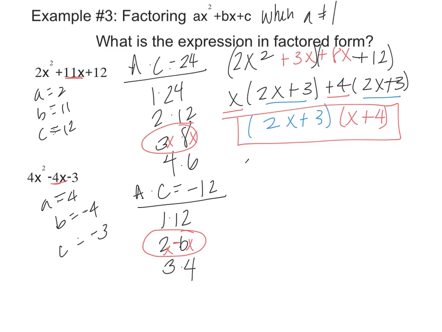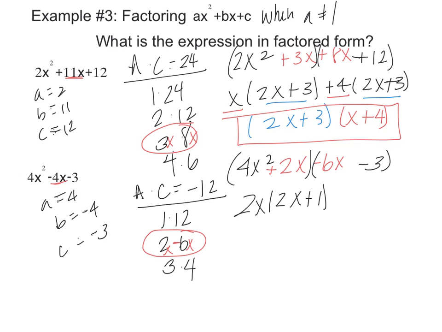So we're going to rewrite. Remember, the first one is 4x squared and the last one is negative 3, and then we're going to put 2x and negative 6x in the middle. Okay? We're going to group. And I apologize, that's plus 2x. Alright, so for the first one, I can take 2x out, and I'm left with 2x plus 1. With the second one, I can take out a negative 3, and I'm still left with 2x plus 1. That way when I group, 2x plus 1 comes out, and what's left over is 2x minus 3.